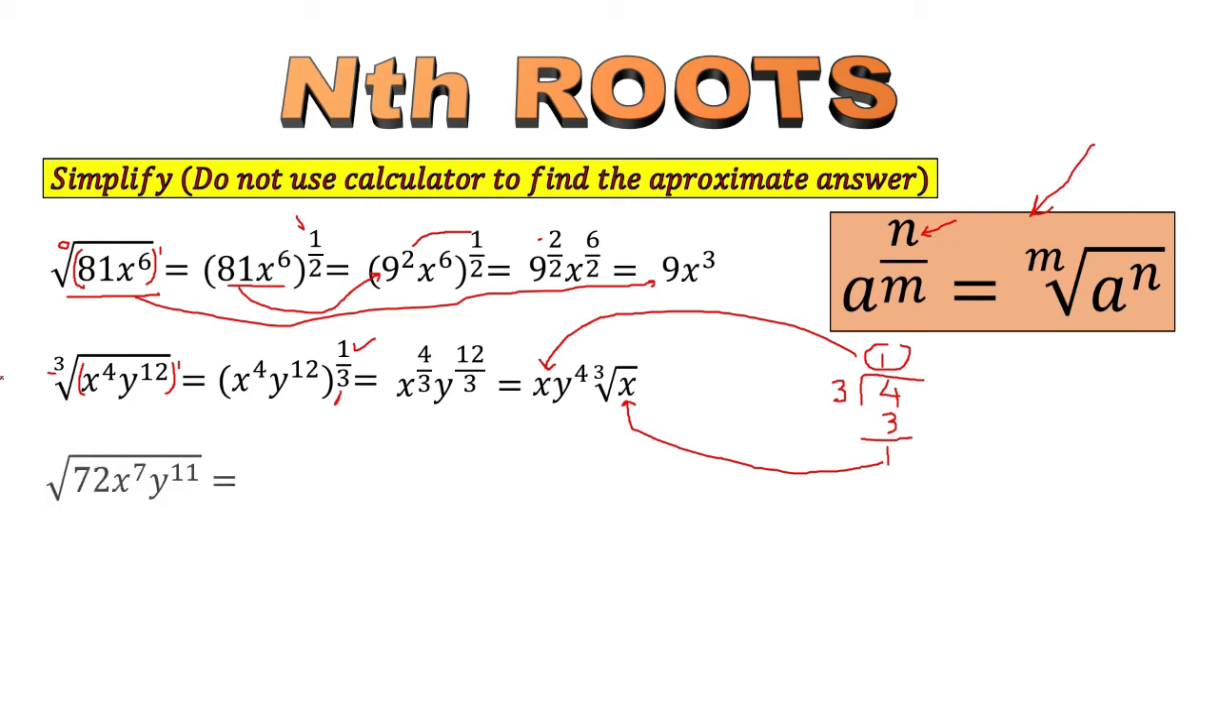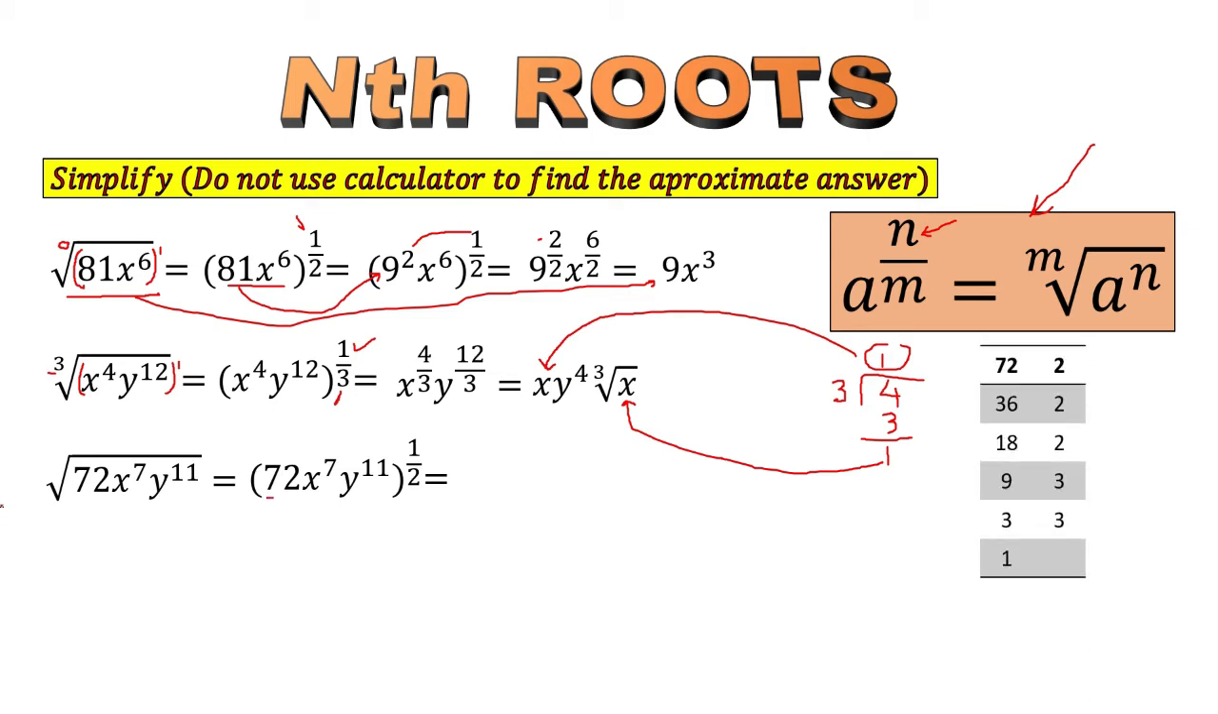Okay? Next example. The square root of 72 x to the 7, y to the 11. Because the order of the root is 2, you use one half. Now, you go to 72, and I'm going to do the prime factorization of 72 here. You need to know how to do this. You can find a video on my channel about prime factorization, and you will see how to do it. Now you divide by 2 is 36, divide by 2 is 18, divide by 2 is 9, and 9 is not divisible by 2, so you divide by 3 is 3, and you divide by 3 again and get 1.